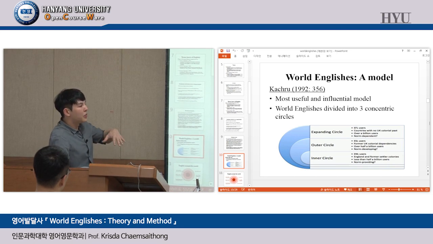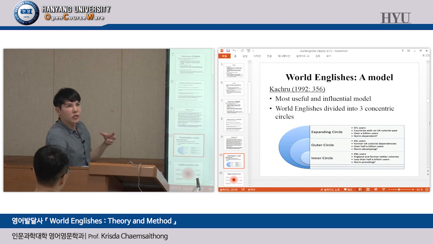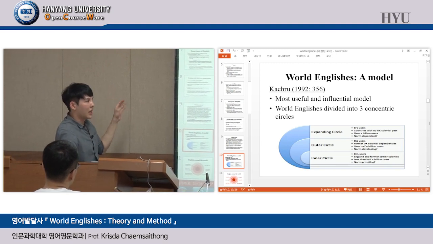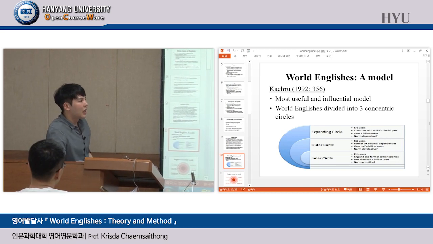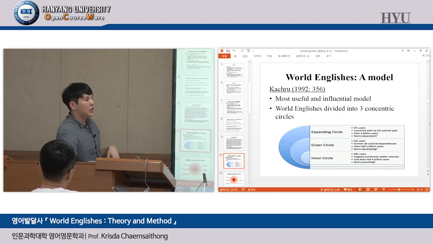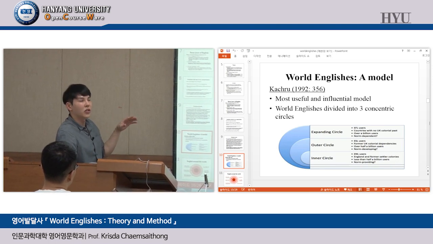And then as you move out from that inner circle, you have the outer circle, ESL users in the traditional term. These are former UK colonial dependencies like Hong Kong, Singapore, India, and so on. This constitutes over 500 million users, a lot more than the inner circle.